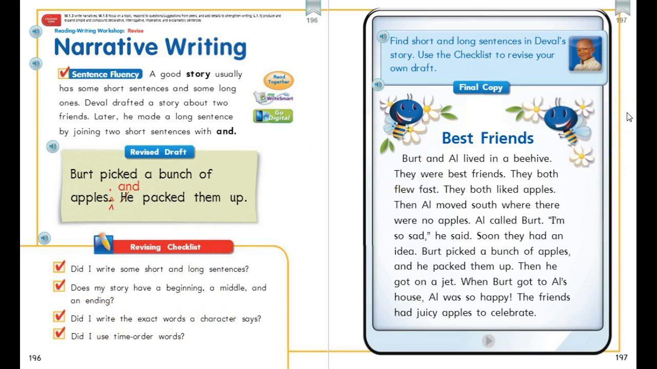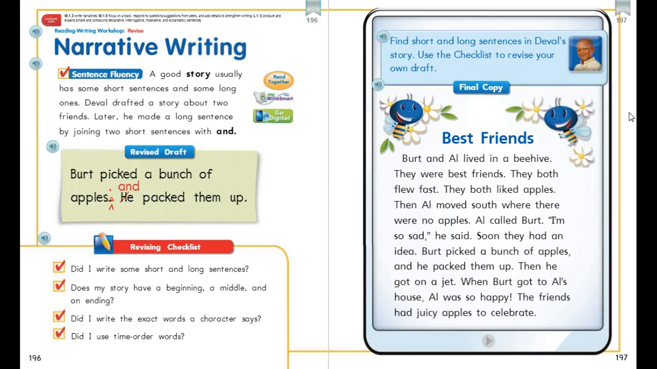Best friends. Bert and Ale lived in a beehive. They were best friends. They both flew fast. They both liked apples. Then Ale moved south where there were no apples. Ale called Bert. I'm so sad, he said. Soon they had an idea. Bert picked a bunch of apples and he packed them up. Then he got on a jet. When Bert got to Ale's house, Ale was so happy. The friends had juicy apples to celebrate.